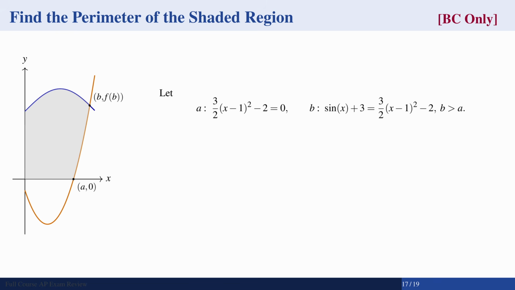I got A is approximately 2.155. We need to figure out where the quadratic and the sine curve intersect, because that's another x-coordinate that we're going to need. So I set those equal. I got B is approximately 2.873.